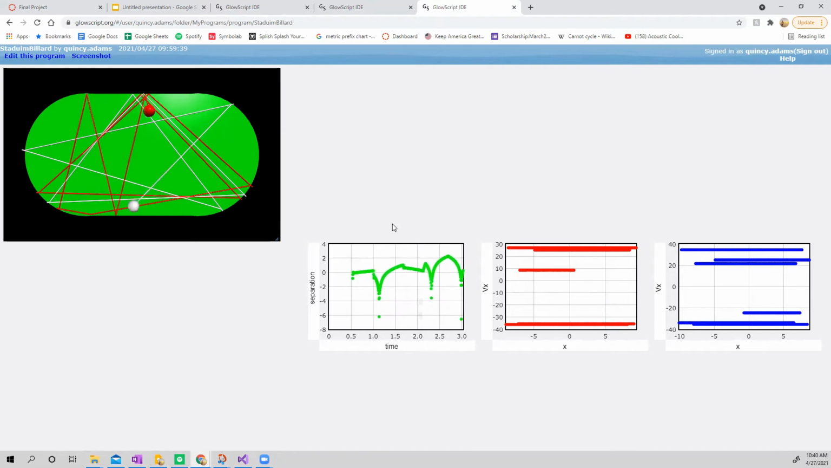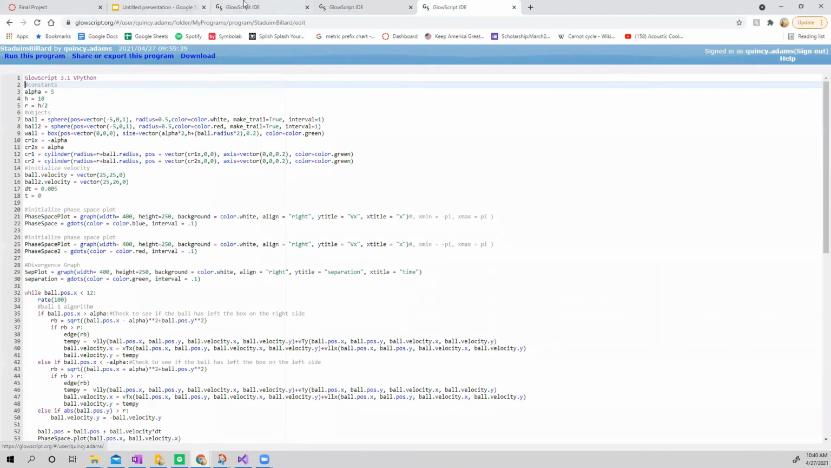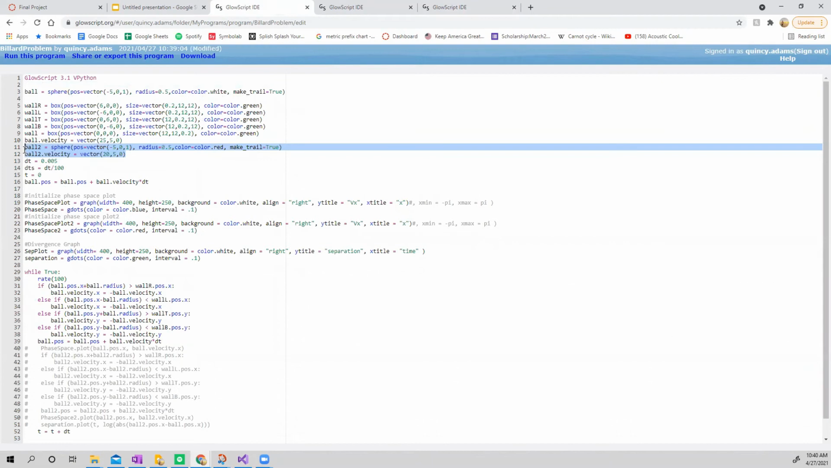Now I want to focus on these graphs here. If we want to go back to the square, let me uncomment these lines again.